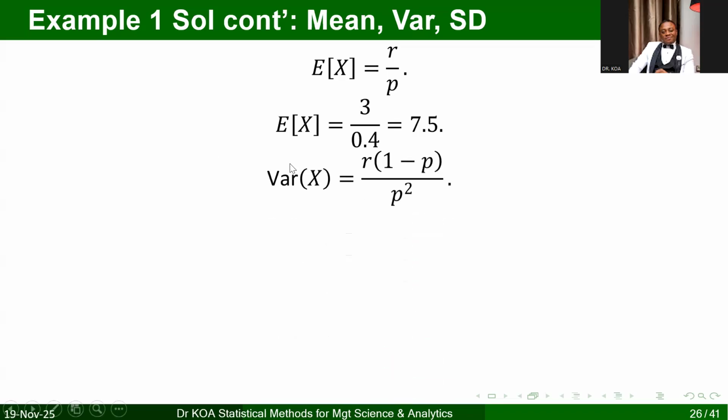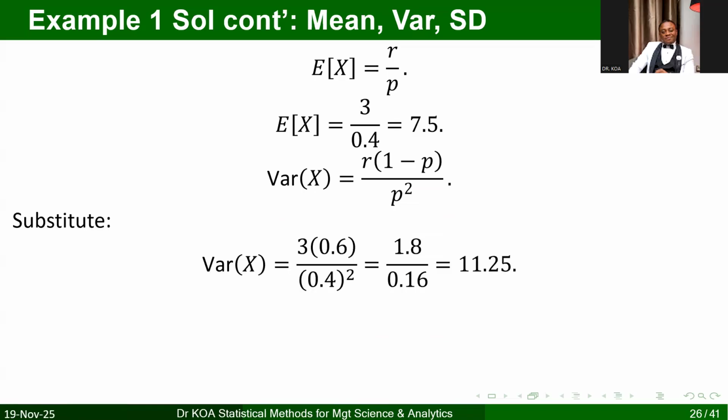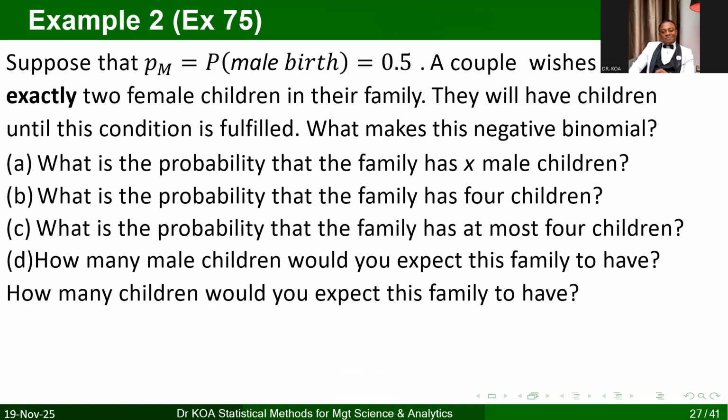Now take note of that mean. Let's find the variance, because I'll come back to it. The variance is going to be something like this. Let's not delay much on that. Once you know the formula, you substitute, and you're going to get 11.25. And then the standard deviation will be the square root of that variance.